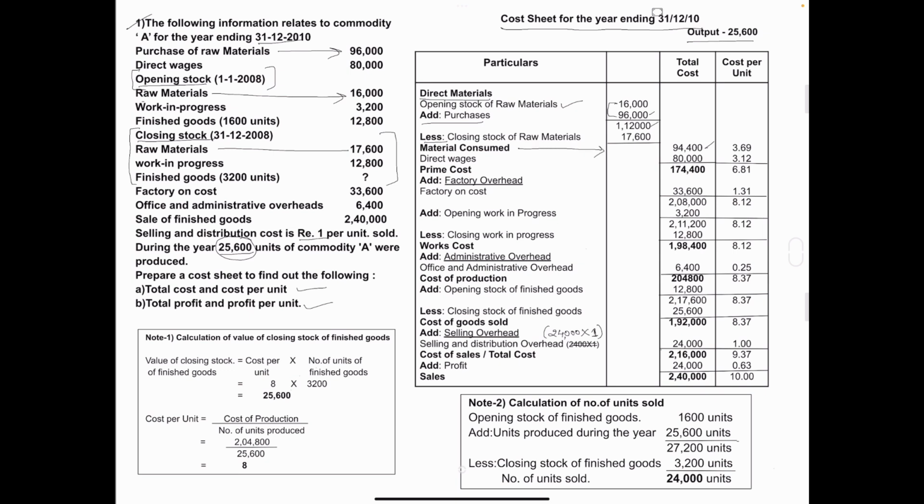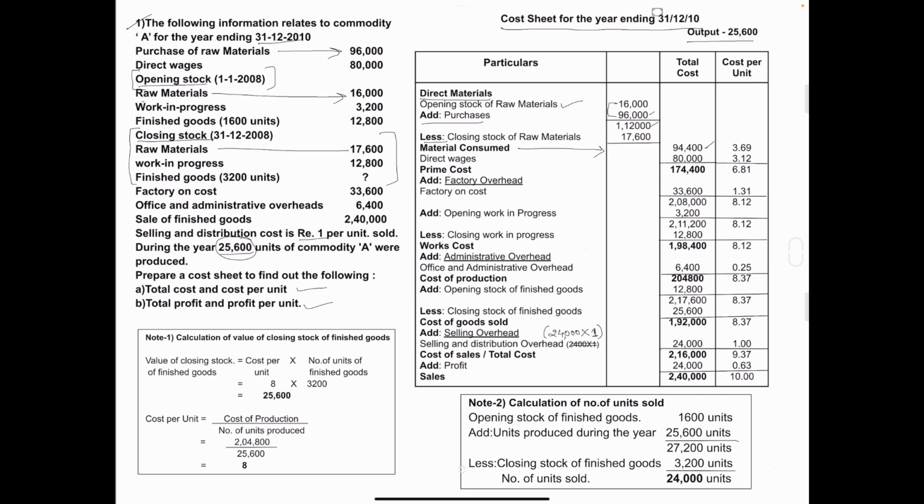Okay, the first part is about the raw material. First you have to take opening stock of raw material. In that you have to add purchases, and in the problem if they have mentioned octroi, freight or any charges related to purchase like carriage inward, all these expenses you have to add. But in the current problem they have only given purchase of raw material, so I have taken here purchases. After that we have to less closing stock of raw material, and the final amount we have got is 94,400, that is called material consumed.